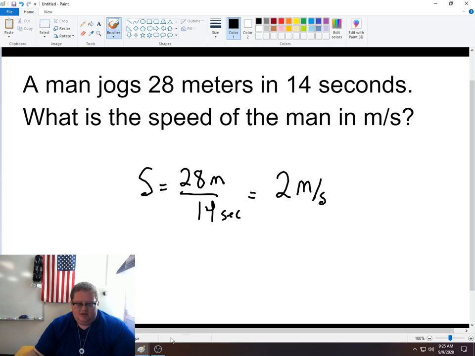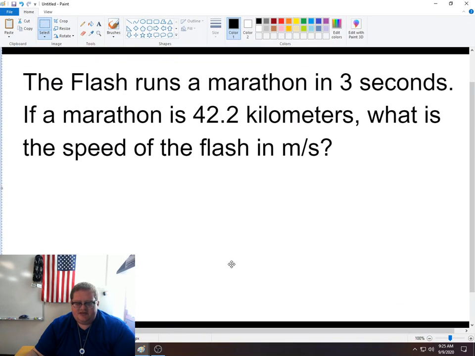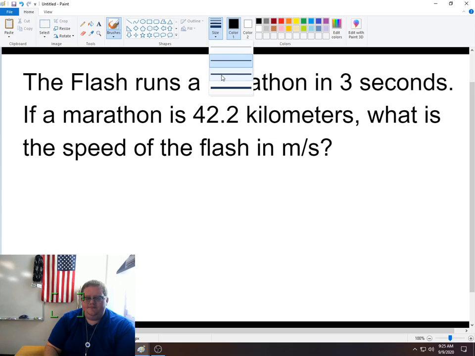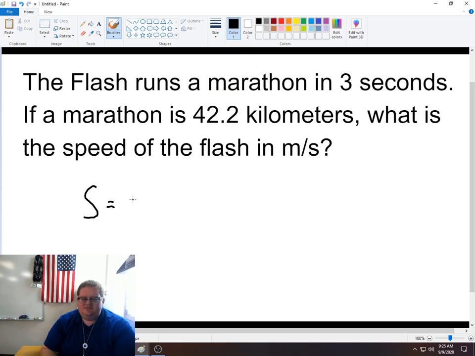All right, what's different about this one? It says a flash runs a marathon in 3 seconds. If a marathon is 42.2 kilometers, what is the speed of the flash in meters per second? All right. So here, what's different? Let's just start with speed is distance divided by time. So speed is going to be, our distance is 42.2, but be careful, 42.2 kilometers divided by 3 seconds.